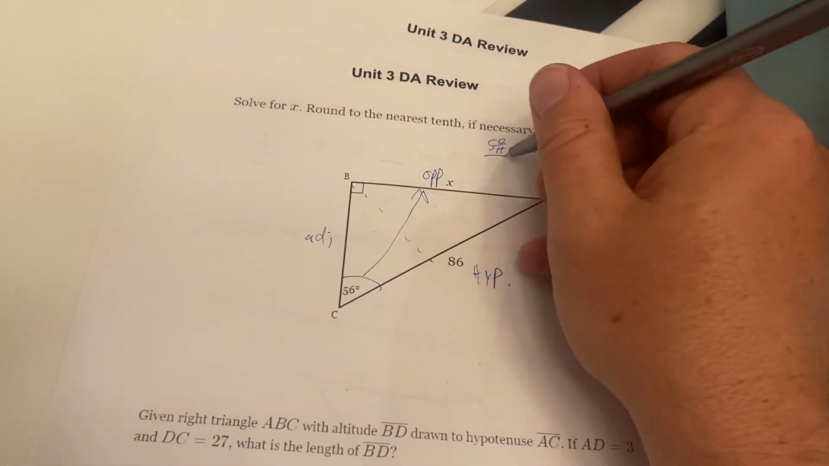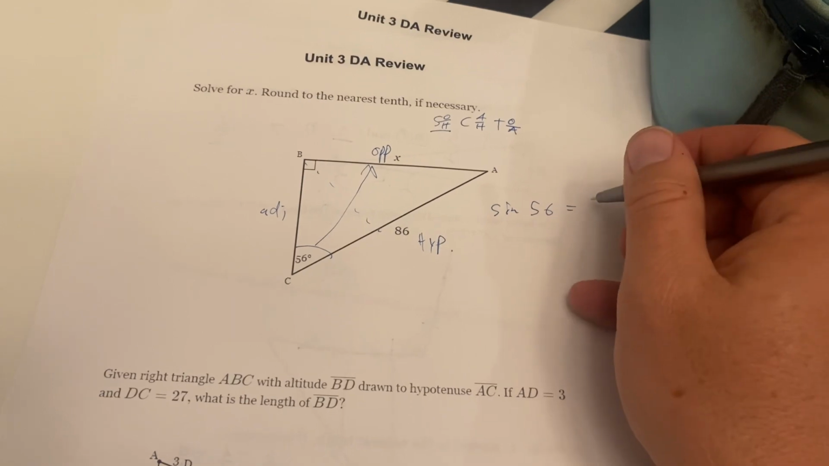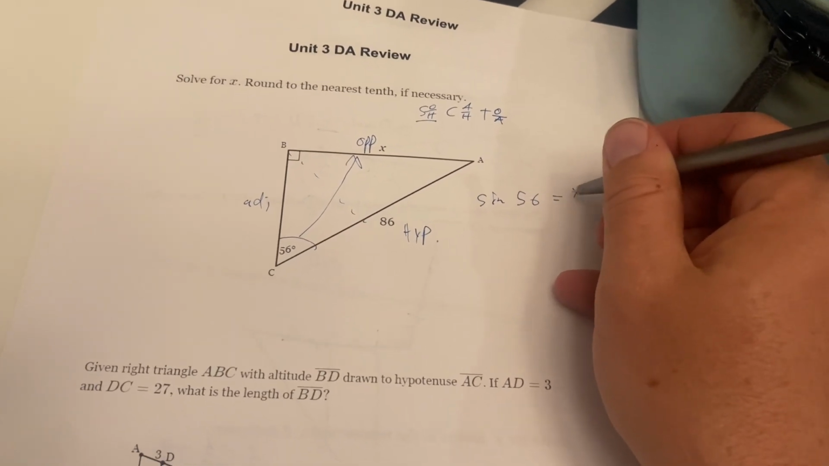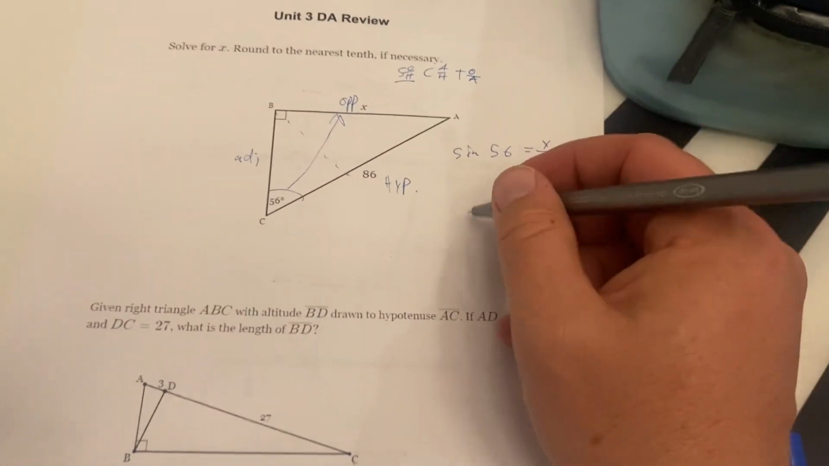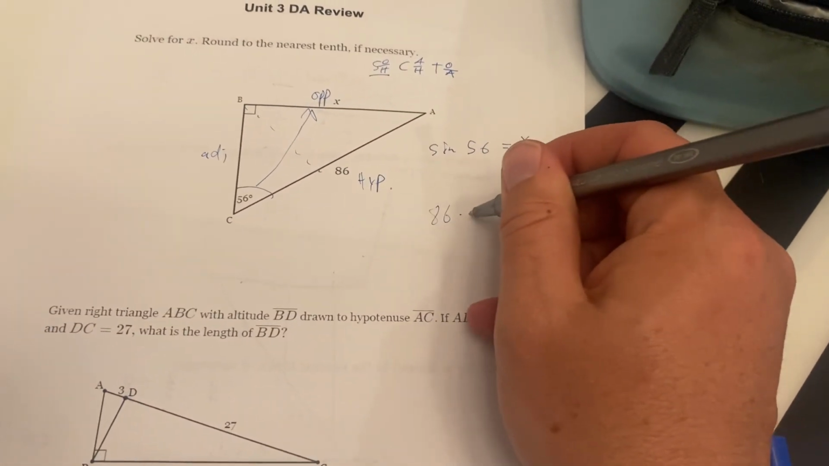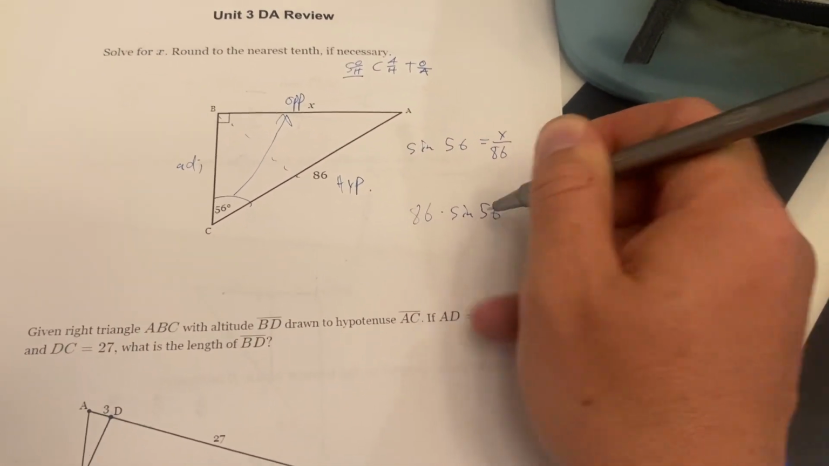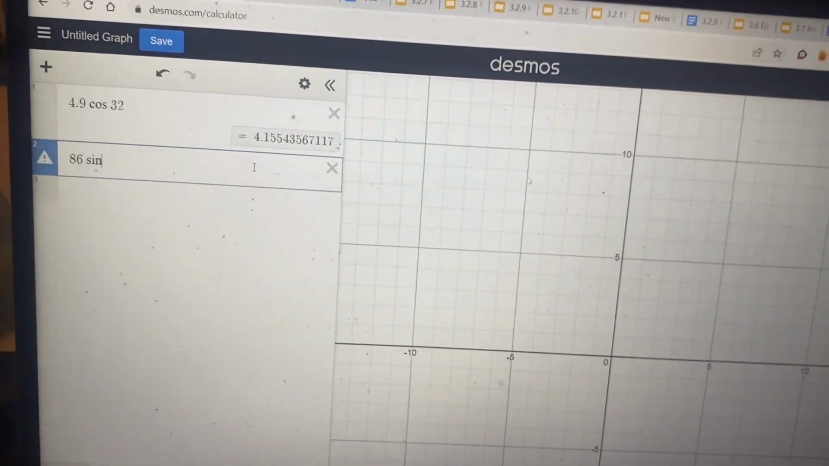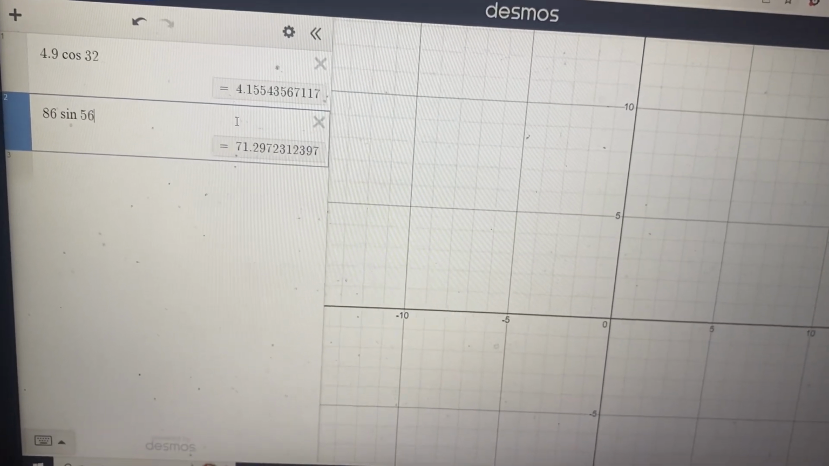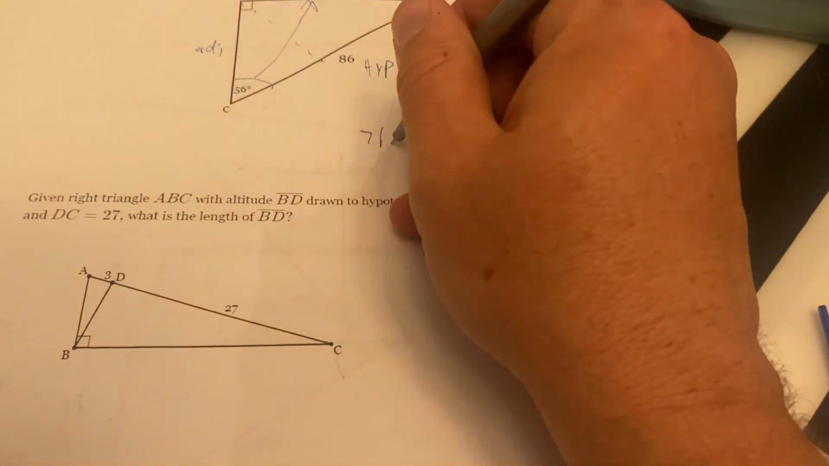The sine of 56 is equal to the opposite side of x over the hypotenuse of 86. Once again, the x on top, I'm going to multiply. That's 86 times the sine of 56. So I go 86 sine of 56. And there it is, 71.29. So I'm going to call this one 71.3.